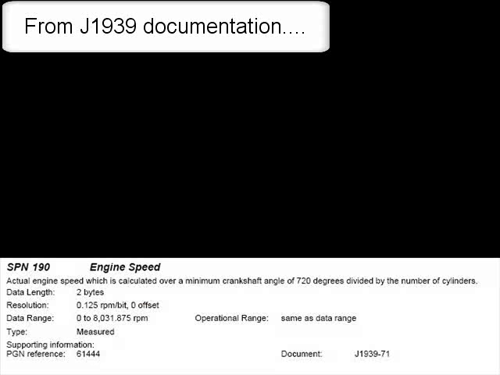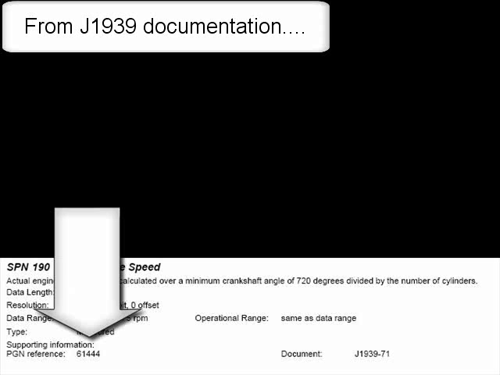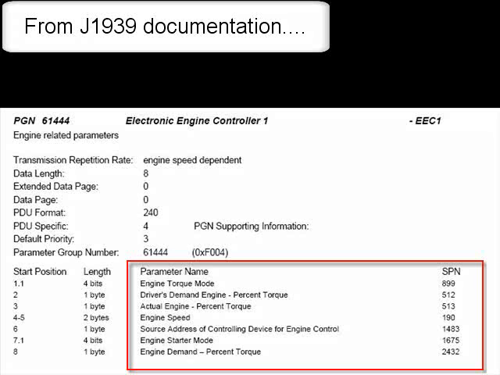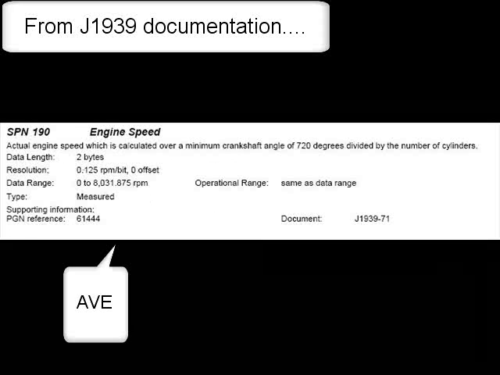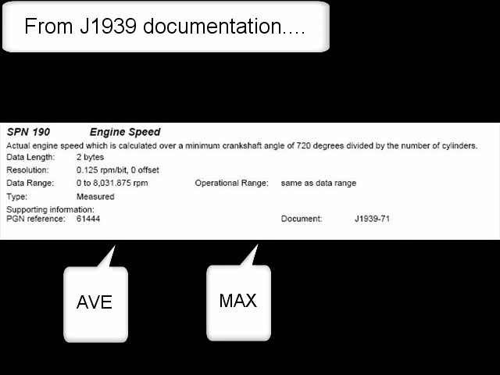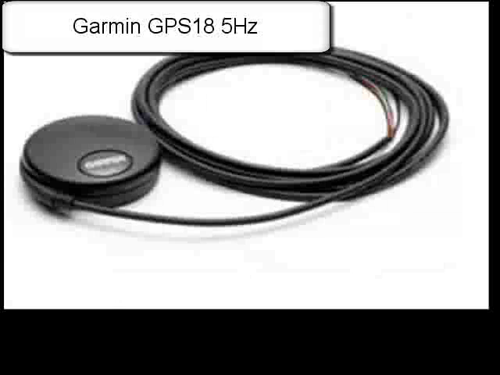Next, we are going to measure engine RPM. This is PGN number 61444. Again, this PGN number has a number of measurements associated with it. In this case, instead of just measuring the instantaneous value, we are going to use the CANgate to measure the average, the maximum and the minimum between samples.